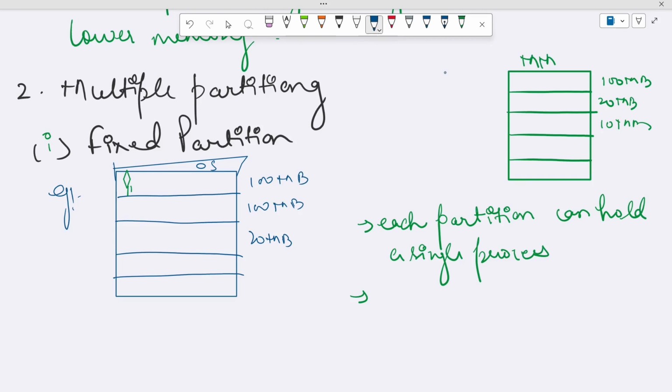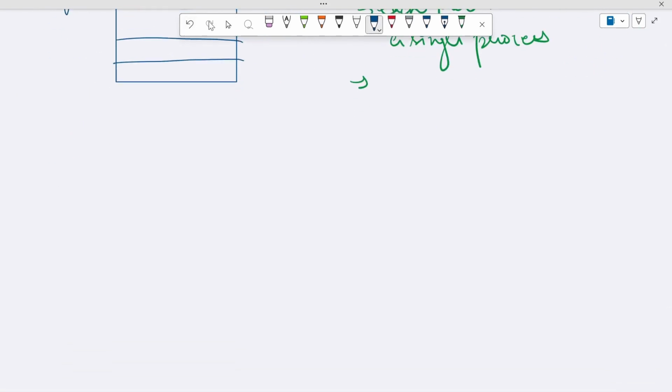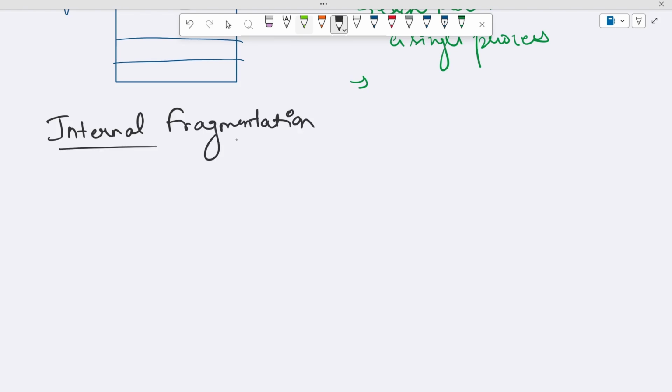Now, we understand fixed partition. Now, there is a concept called internal fragmentation. What is internal fragmentation? In internal fragmentation, when space allocated to a particular process is more than it requires, the remaining extra space is wasted, and that wasted space is called internal fragmentation. What does this mean? This means that we have a main memory.